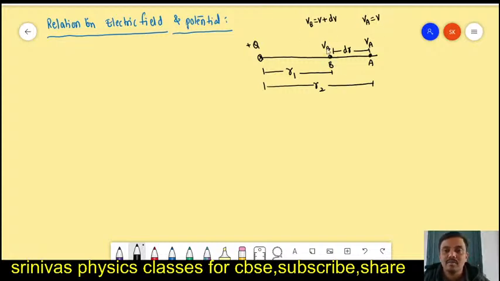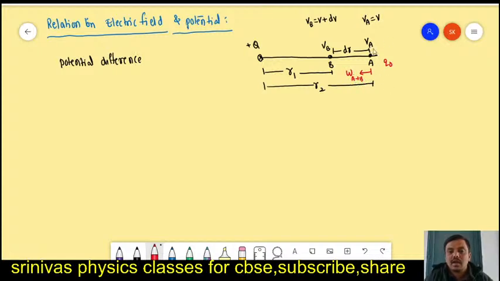Why are we taking VB as more by some value? Consider the potential difference between two points. Suppose we are moving some Q naught charge from A to B. Then for that we have to do some work, right? The work to move from A to B, and here the electric force will act in this direction.